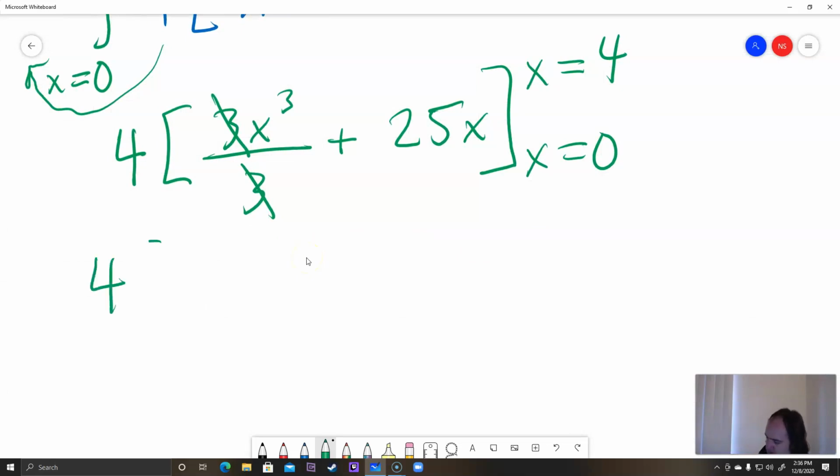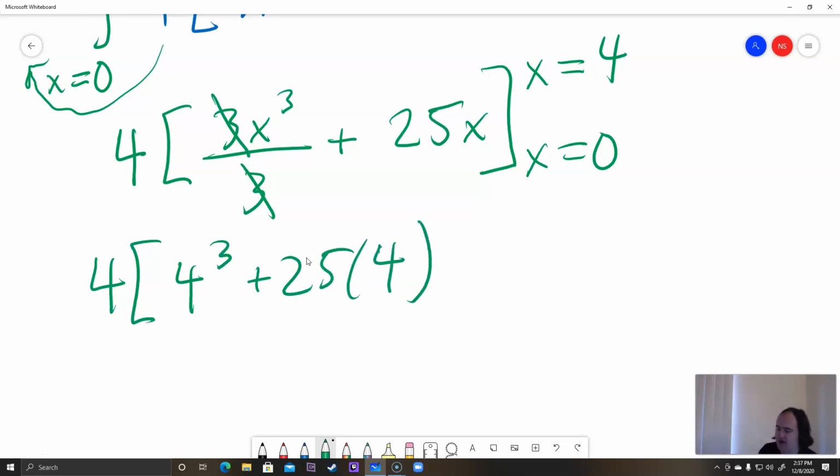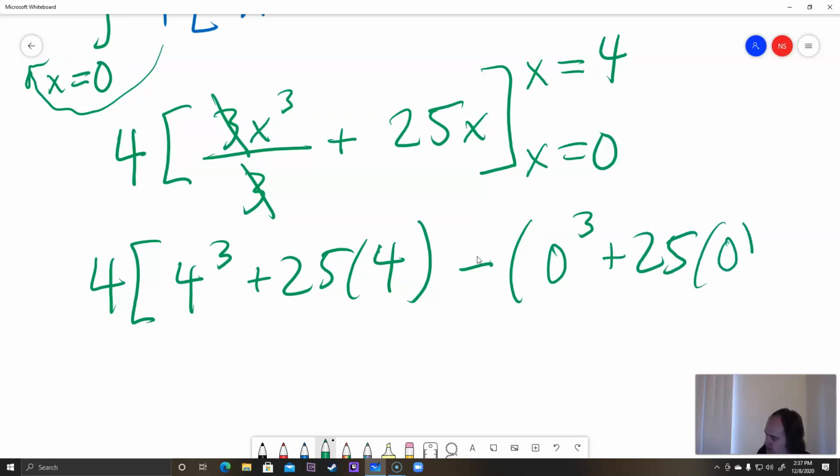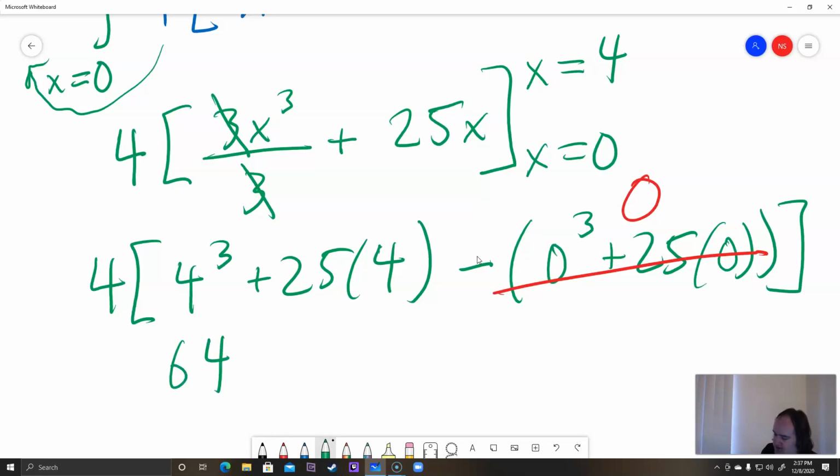Okay, so we have 4 times 4 cubed plus 25 times 4. That's the entire function evaluated at 4. And then we subtract the entire function evaluated at 0. So that's going to be minus 0 cubed plus 25 times 0. And any number times 0 is 0. So all this is just going to be 0. And then 4 cubed is actually going to give us 4 times 4 is 16, times 4 is 64. Okay, so we have 64 there.